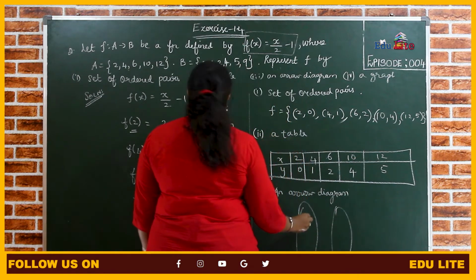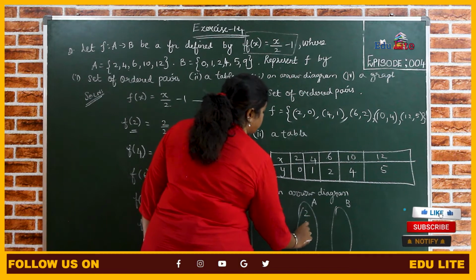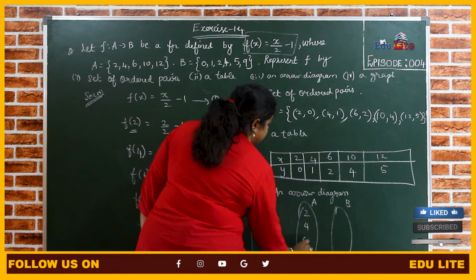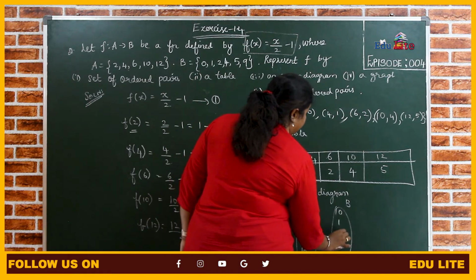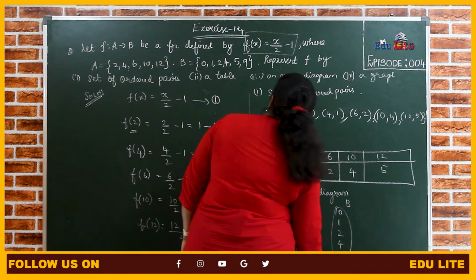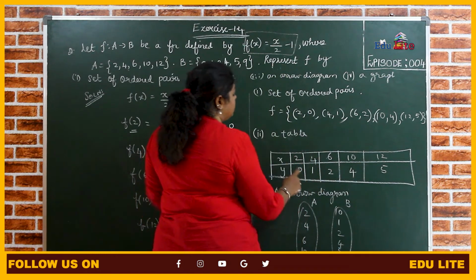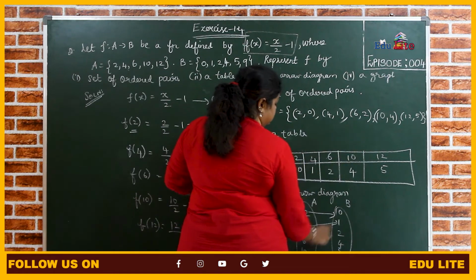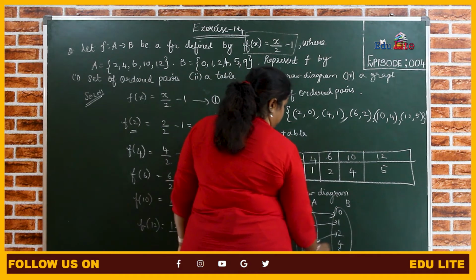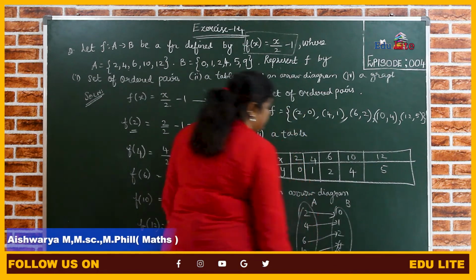X values, that is A and B. A is given as 2, 4, 6, 10, 12. B is given as 0, 1, 2, 4, 5, 9. According to the function, 2 is mapped to 0, 4 is mapped to 1, 6 is mapped to 2, 10 is mapped to 4, 12 is mapped to 5.